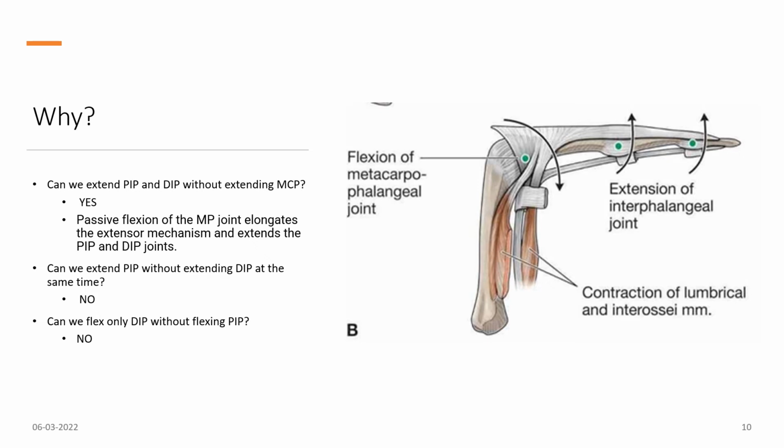Now see this picture. See the metacarpal bone and the phalanges and flexion at the metacarpophalangeal joint, and then the extension of the interphalangeal joints.